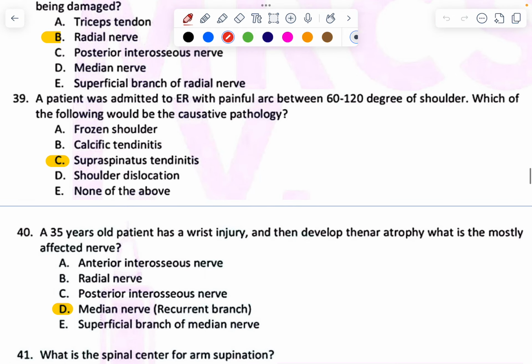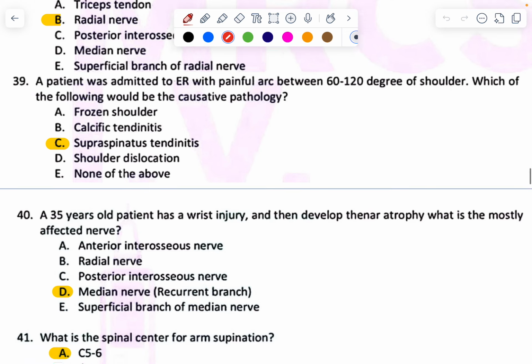What is the spinal center of arm supination? Supination is done by the biceps, which is supplied by the musculocutaneous nerve. Musculocutaneous is from the lateral cord, upper part, C5-6.